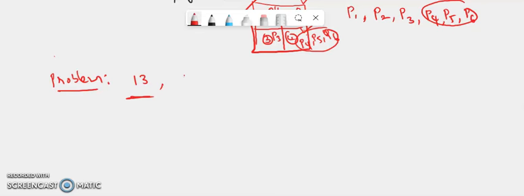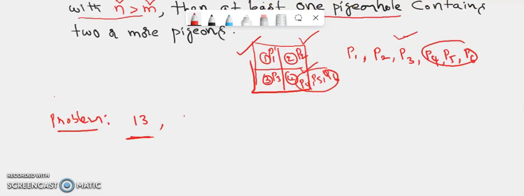Here, to apply the pigeonhole principle, first we need to decide which given objects will play the role of pigeons and which objects will play the role of pigeonholes. So, here the problem is, in a group of 13 children, there must be at least 2 children who were born in the same month.